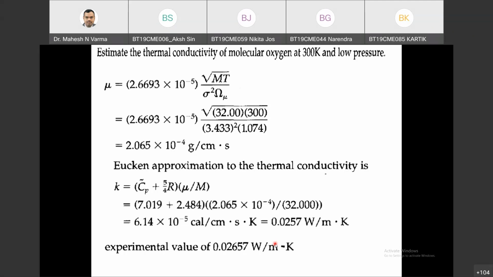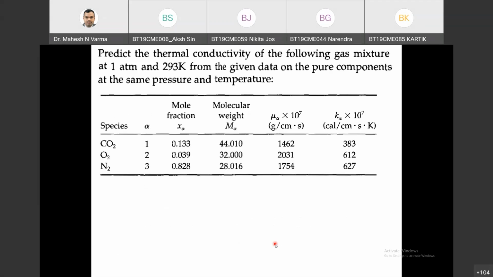In this situation, for oxygen at 300 Kelvin and low pressure, it is observed that the Maxwell equation and the Eucken approximation gave us a very correct value as compared to the experimental value. Now you can use both the empirical graph and compare the viscosity values, see where you are getting maximum error, and conclude your observation: why you get maximum error in which case, and minimum error in which case.